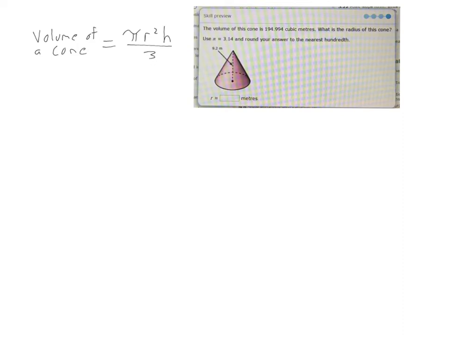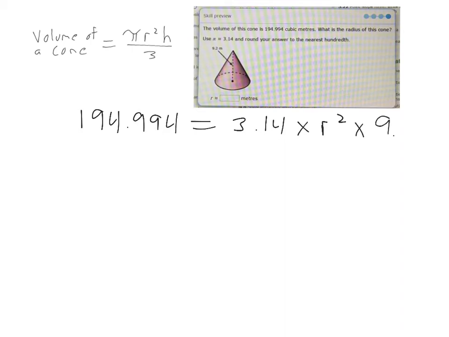So let's write in what we know. Our volume of our cone is 194.994. So that equals pi, which we know, 3.14, times r squared, which we don't know, times the height, which is 9.2, divided by 3. So remember, when we're using our algebraic understanding, we want to isolate the variable. And the variable here is r, the radius.